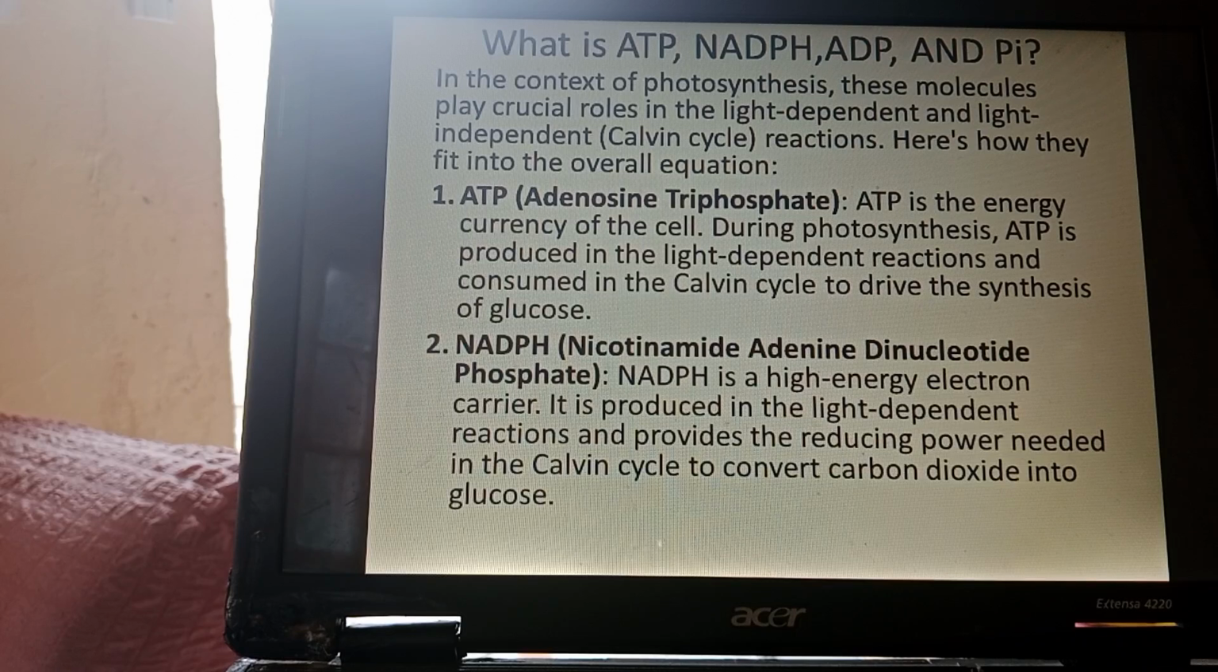ATP, adenosine triphosphate. So ATP is short for adenosine triphosphate. It is the energy currency of the cell. During photosynthesis, ATP is produced in the light-dependent reactions and consumed in the Calvin cycle to drive the synthesis of glucose. So, when water is split into hydrogen and oxygen, ATP is produced to go to the next stage. That's what we are just saying in brief.